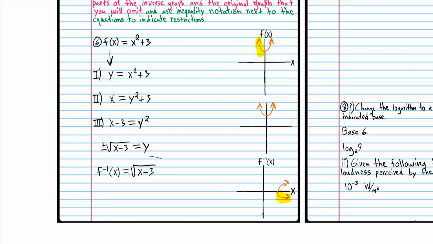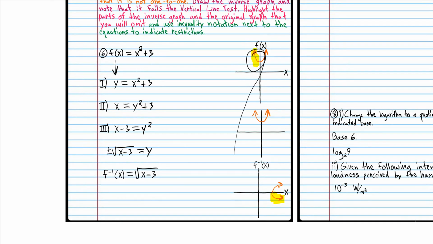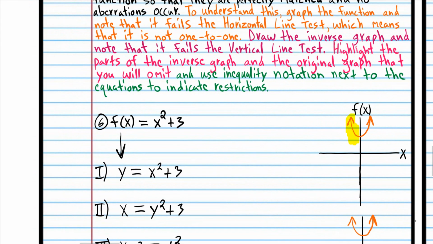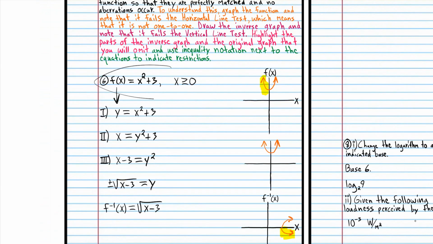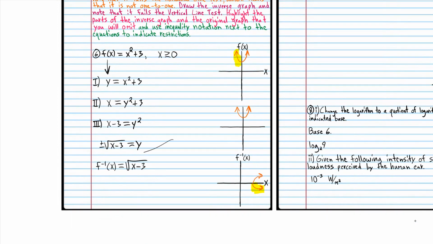So now we've taken care of this problem. We omitted this part in our function. But if we want these functions to be perfectly matched inverses, we have to go back to the original function and erase the part that causes the problem. So what we need to do is put a comma here and write x has to be greater than or equal to 0. So we're going to restrict the original function so that the original and the new inverse function are perfectly matched, and that no aberrations will occur.